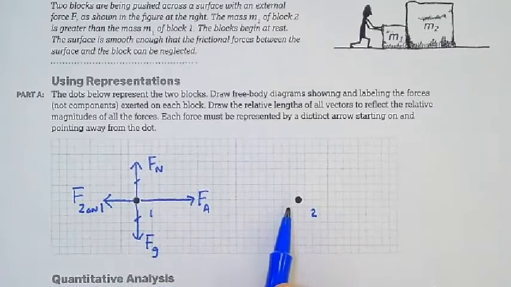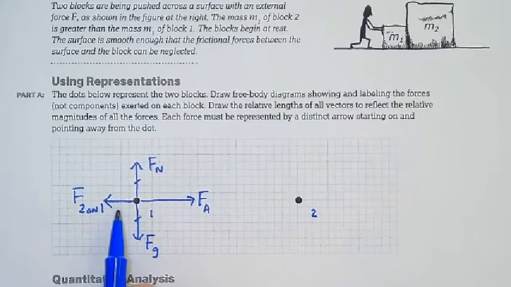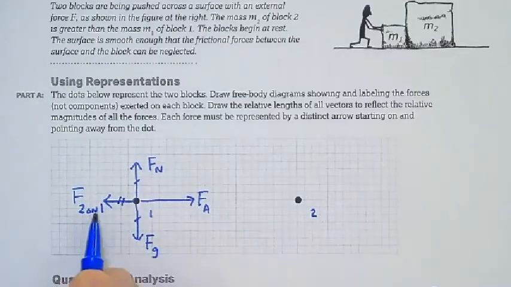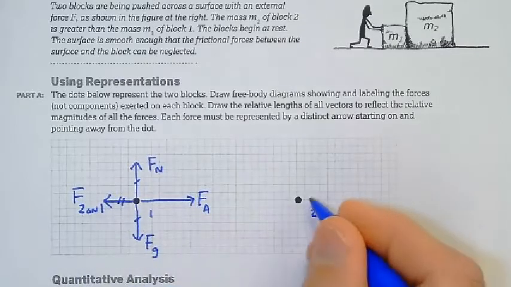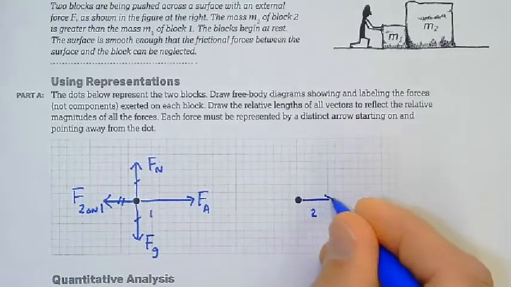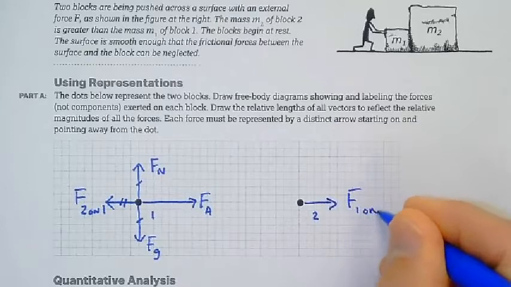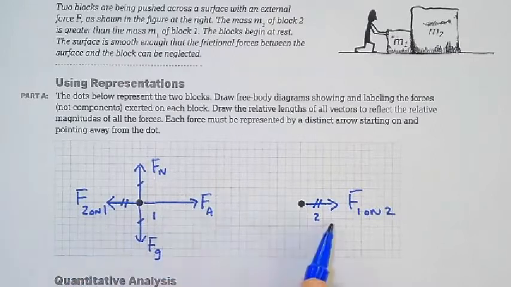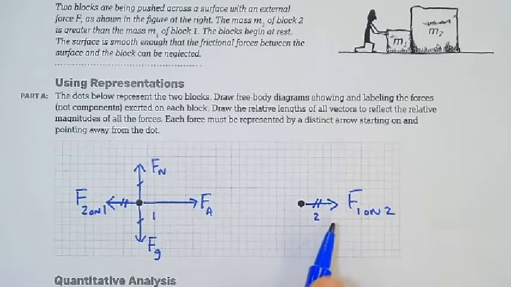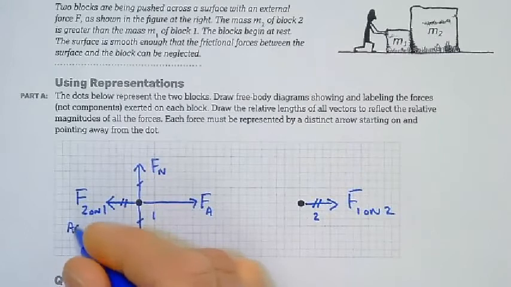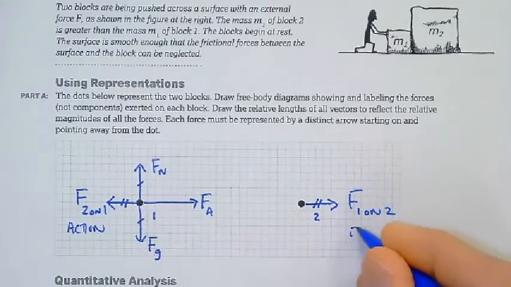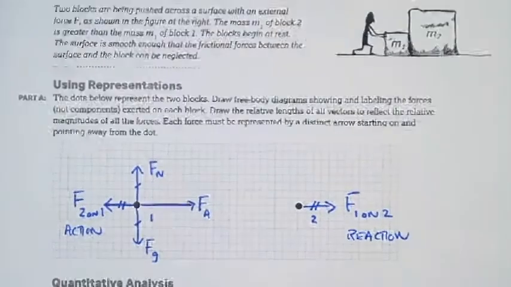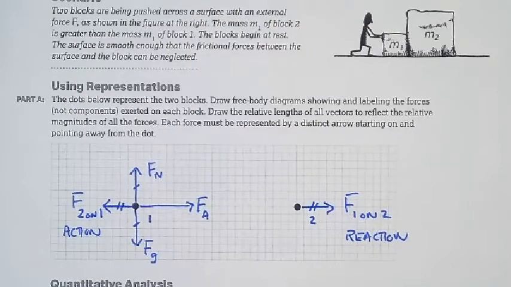Now, for block 2, here's the easy thing you can do, is you can immediately say that if you had the force of 2 on 1 pushing back this way, that means that there must be an equal and opposite force of 1 on 2, which is pushing block 2 forwards. These are the action and reaction forces. Okay? And again, it doesn't matter what you call them, but they are a pair. Therefore, they must be equal and opposite, and they act on 2 different objects. Okay, 2 different objects.